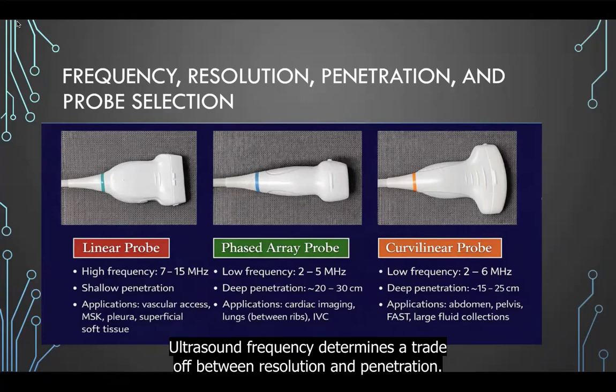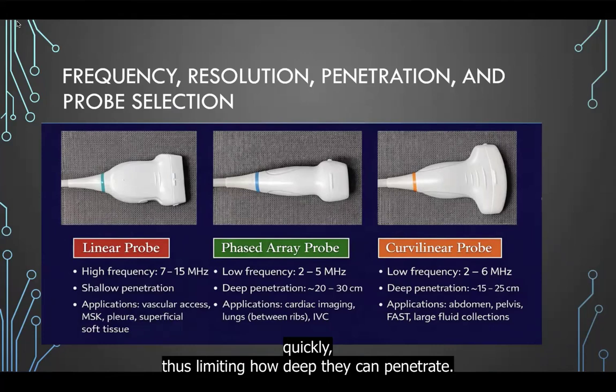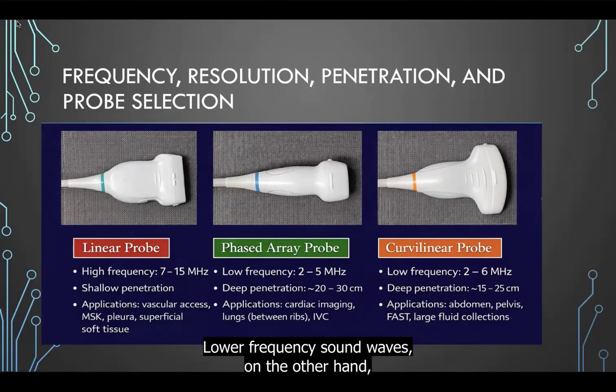Ultrasound frequency determines a trade-off between resolution and penetration. Higher frequency sound waves provide better image detail, but are absorbed more quickly, thus limiting how deep they can penetrate. Lower frequency sound waves, on the other hand, will penetrate deeper, but with reduced image resolution.